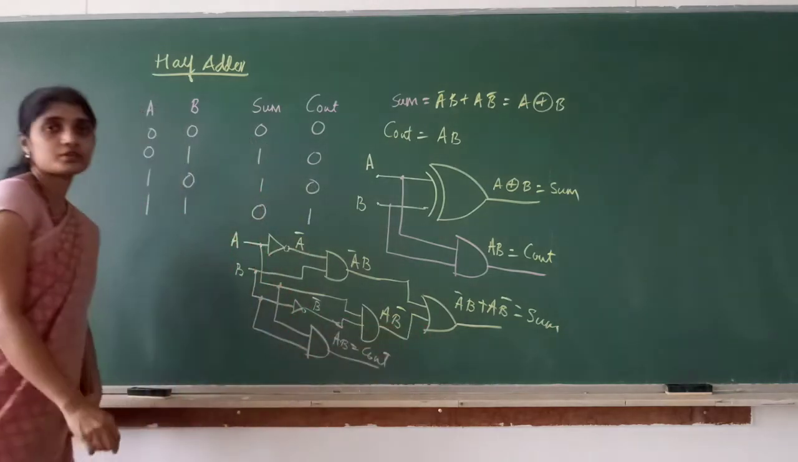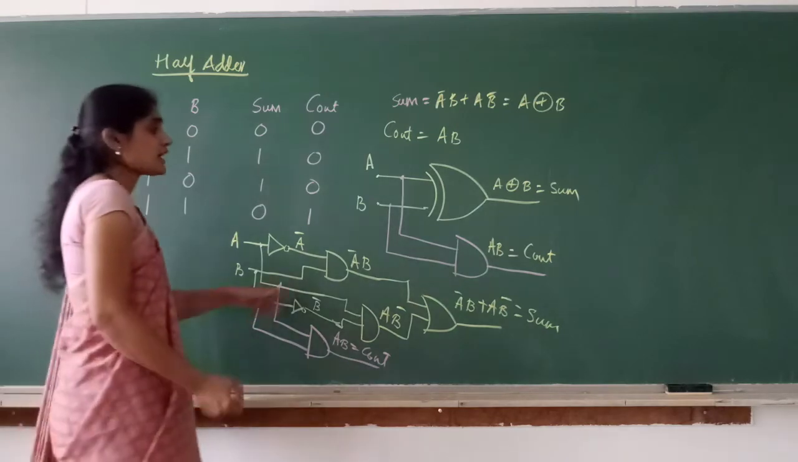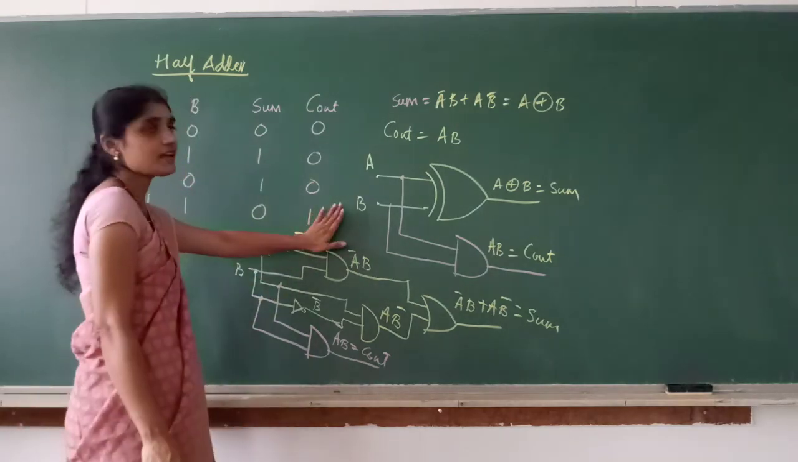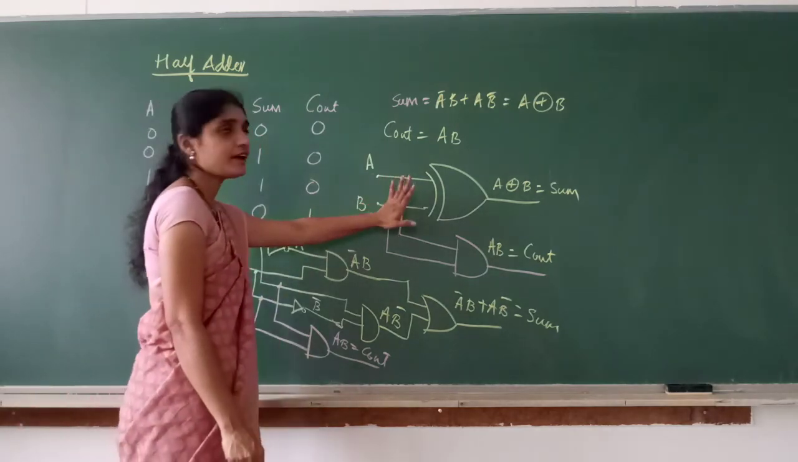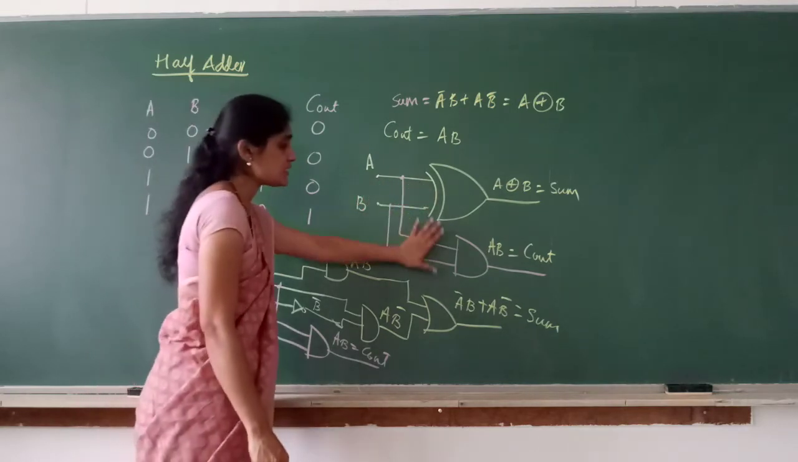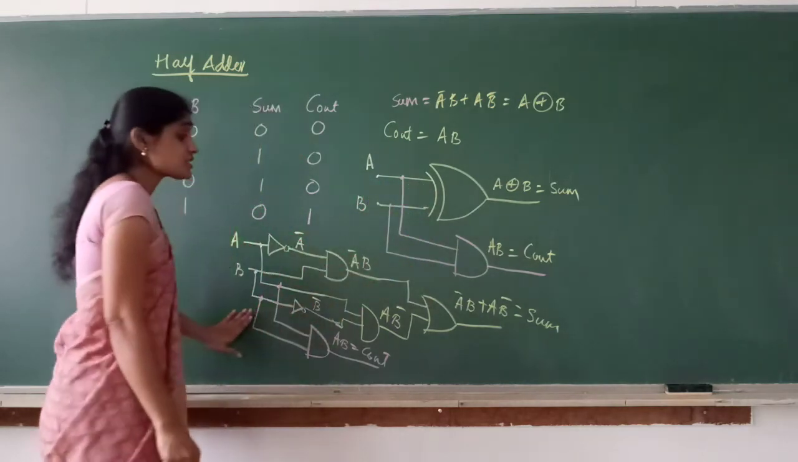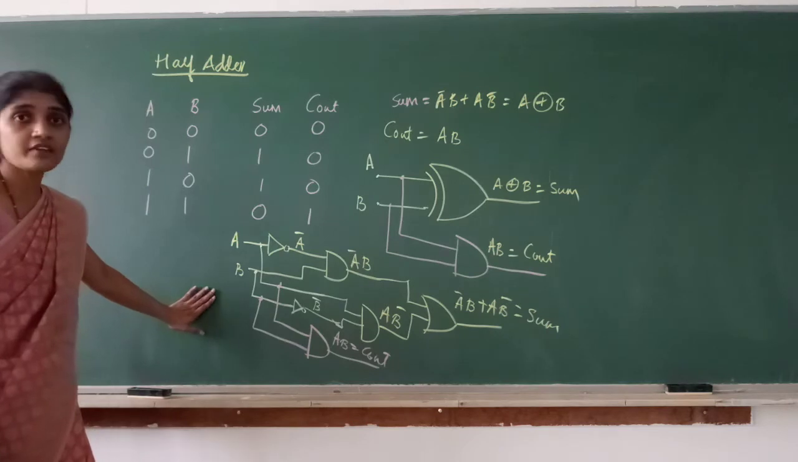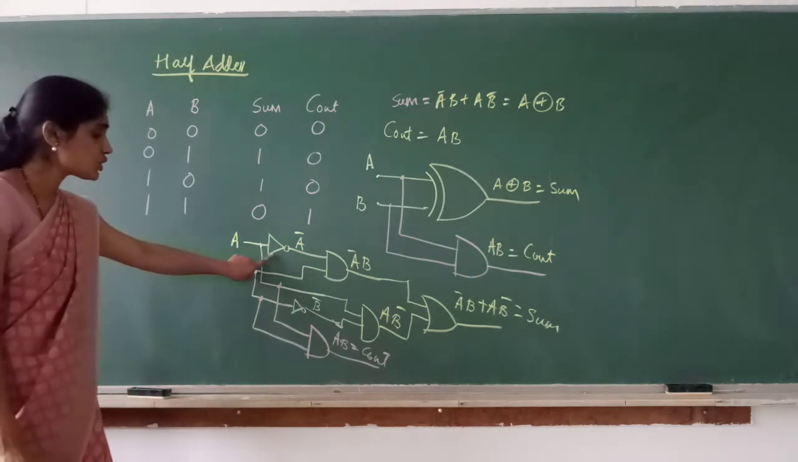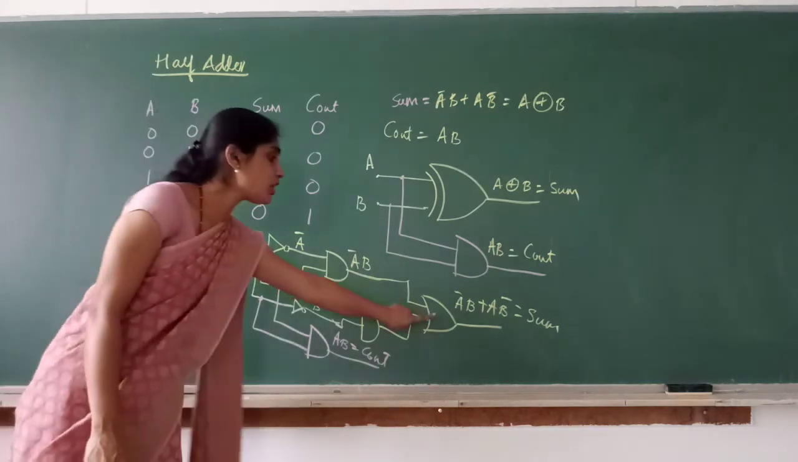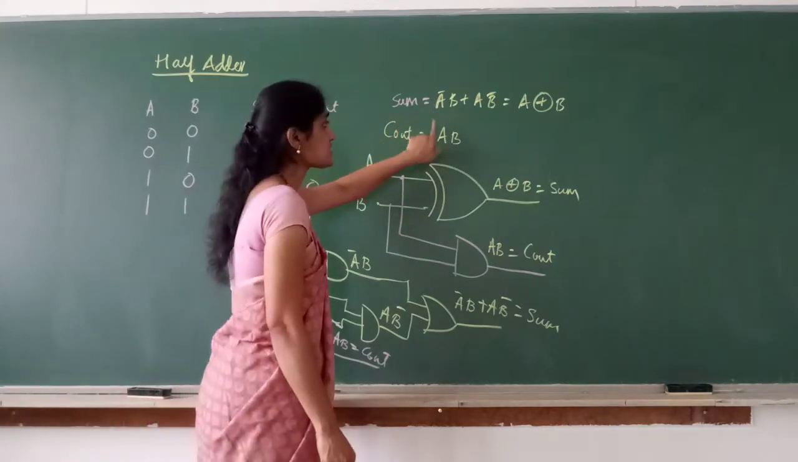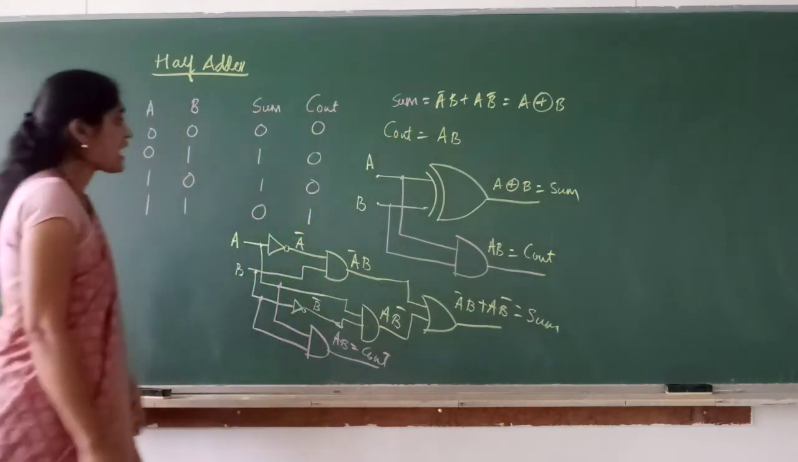Very simple circuit. In the exam, they may ask you to just design half adder. If they don't mention any gate, you can easily write this circuit. If they ask you to implement half adder using only basic gates, so use only NOT gate, AND gate and OR gate, then you have to realize this equation. So this is half adder.